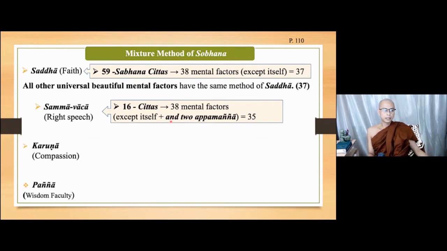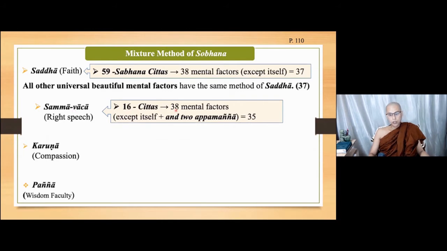So among the 38, when Samma Vacha arises, the Appamanna cannot arise at the same time. Because Virati and Appamanna have different natures, if we take out two Appamanna, altogether 35 mental factors. This is a reference to the supramundane consciousness, because at the moment of supramundane consciousness, all three Virati, Samma Vacha, Samma Kammanta, Samma Ajiva, can arise at the same time.